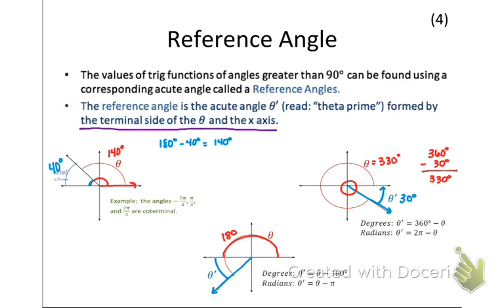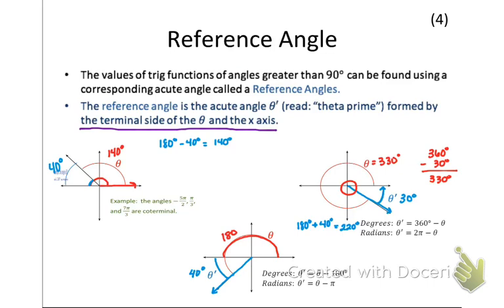So once again, for example, if I said my theta prime was 40 degrees, in order to find my original theta, I need to take 180 degrees plus 40 degrees to get a total of 220 degrees.